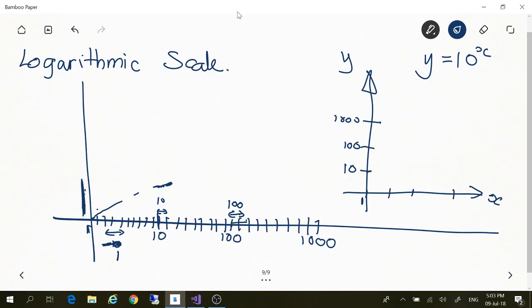So I have x equal to 1. When x equals 1 or x equals 0, if we start from 0, it's alright, but usually we start with 1. x equals 1, the value is 10. x equals 2, the value is 100. x equals 3, the value is 1000. x equals 4, this one will be what? 10,000, right? The value will be 10,000.